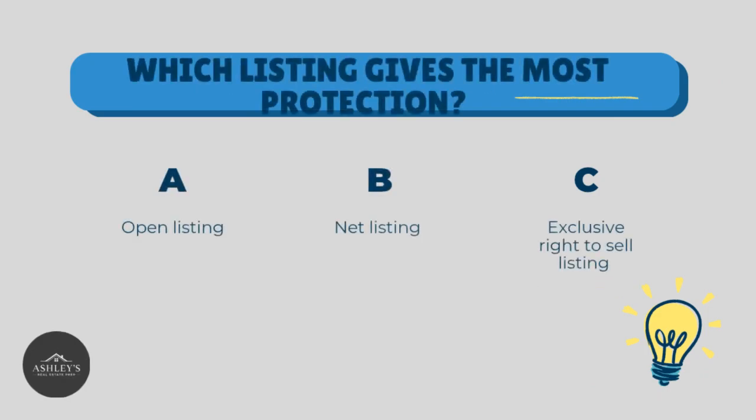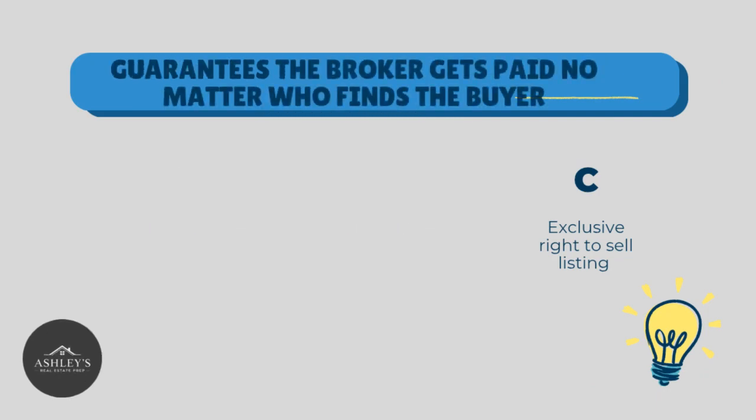Which listing gives the most protection? A. Open listing. B. Net listing. C. Or an exclusive right to sell listing. The answer is C, exclusive right to sell listing. An exclusive right to sell listing guarantees the broker gets paid no matter who finds the buyer.